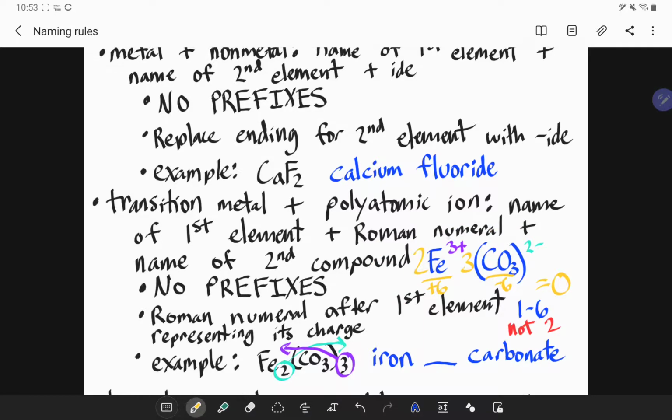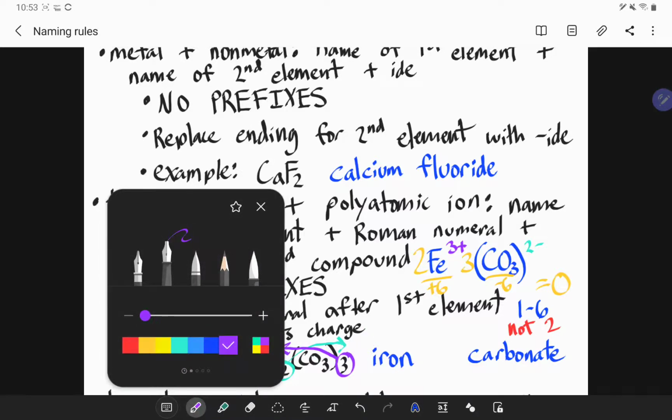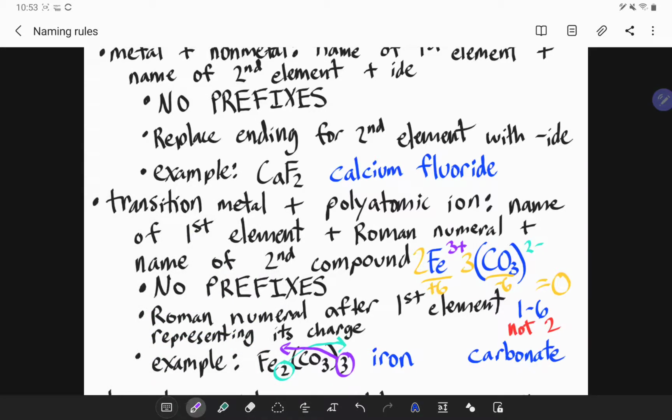And so what is going to be written here in this space after the transition metal is the charge of iron. So this has been a very long and roundabout way of saying that this positive 3 right here is going to be what is written right here as a Roman numeral representing the charge of iron. So iron 3 carbonate is our answer.